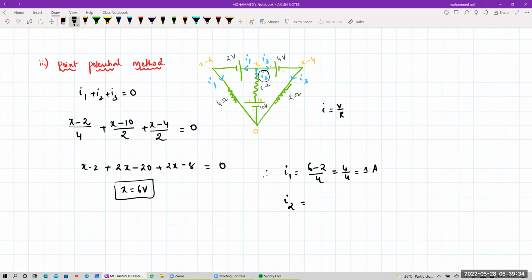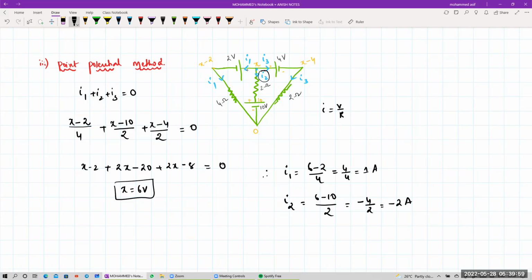I2 will be equal to how much? x minus 10, and the x value is 6. 6 minus 10 divided by 2. 6 minus 10 is minus 4, divided by 2, that means minus 2 amperes. So our assumption is wrong: the I2 direction has to be reversed. We took the direction downward, but we got a negative current, so the current flows in the opposite direction. The current will flow from 0 to x but not from x to 0.